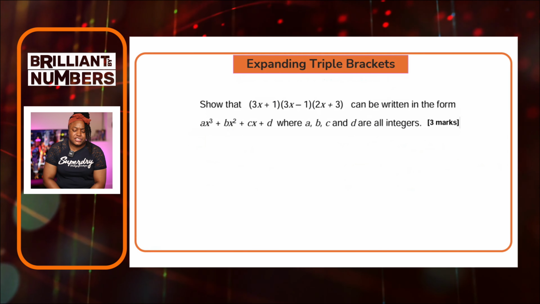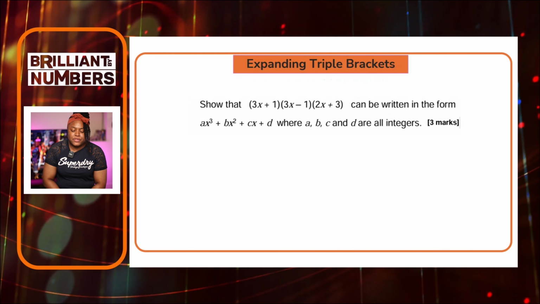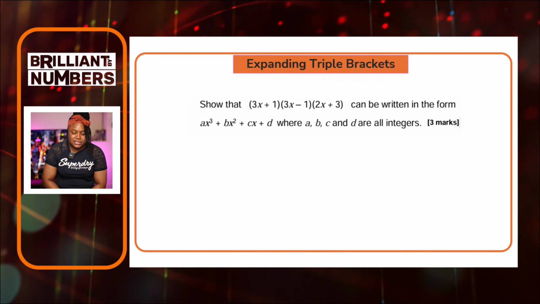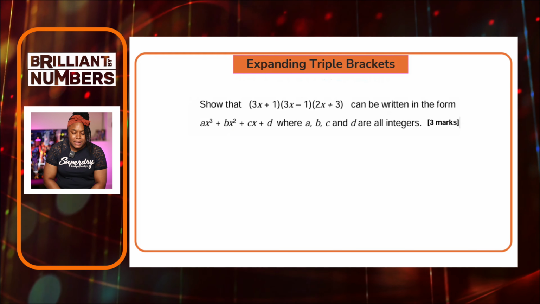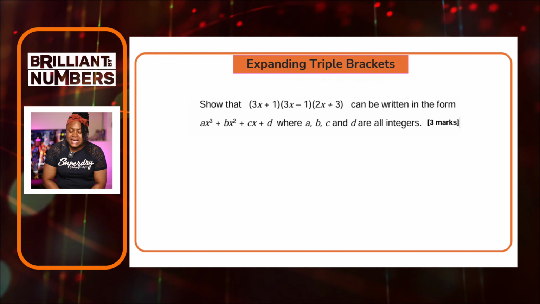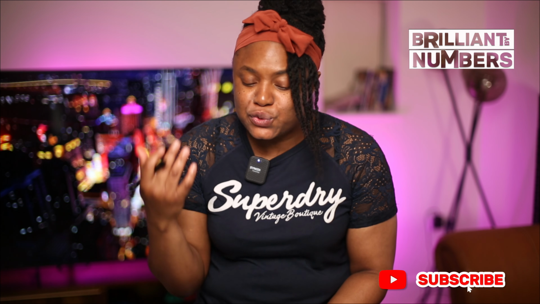So guys, we move on to our next question. The next question asks to show that 3x squared plus x plus 1, 3x minus 1 and 3x plus 3 can be written in the form ax cubed plus bx squared plus cx plus d, where a, b, c, and d are all integers for 3 marks. Now, if you've watched the video that I've done on difference of 2 squares, you would find that this question can be done in a very simple way if we understand the difference of 2 squares.